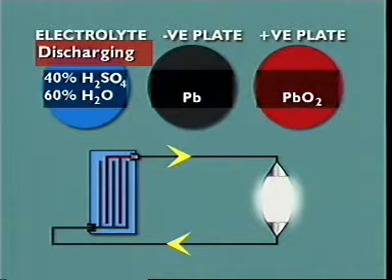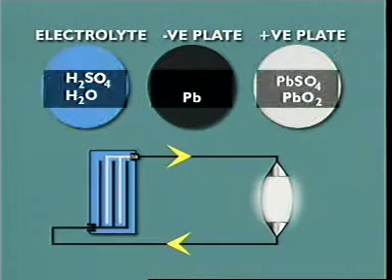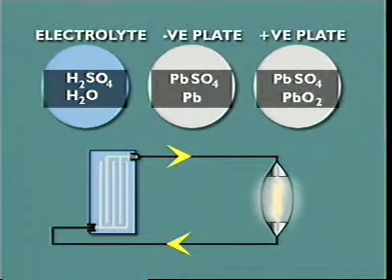Now let's examine discharging. Connecting a lead-acid battery to a load causes chemical changes. At the positive plate, sulfate from the electrolyte joins with lead to form lead sulfate. Oxygen from the plate joins hydrogen to form water. Lead sulfate also forms at the negative plate, as sponge lead forms with sulfate from the electrolyte.